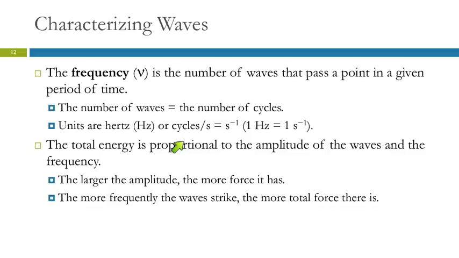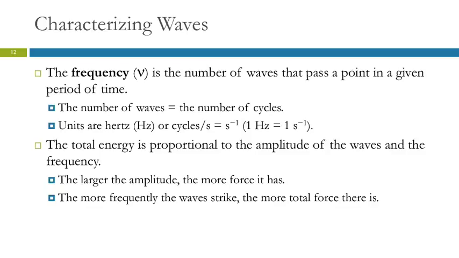And so cycles per second is called a hertz, not the rental car company, but hertz, and it's abbreviated capital HZ. That's cycles per second or waves per second. So 1 hertz is 1 per second. And we understand that to mean one occurrence per second.